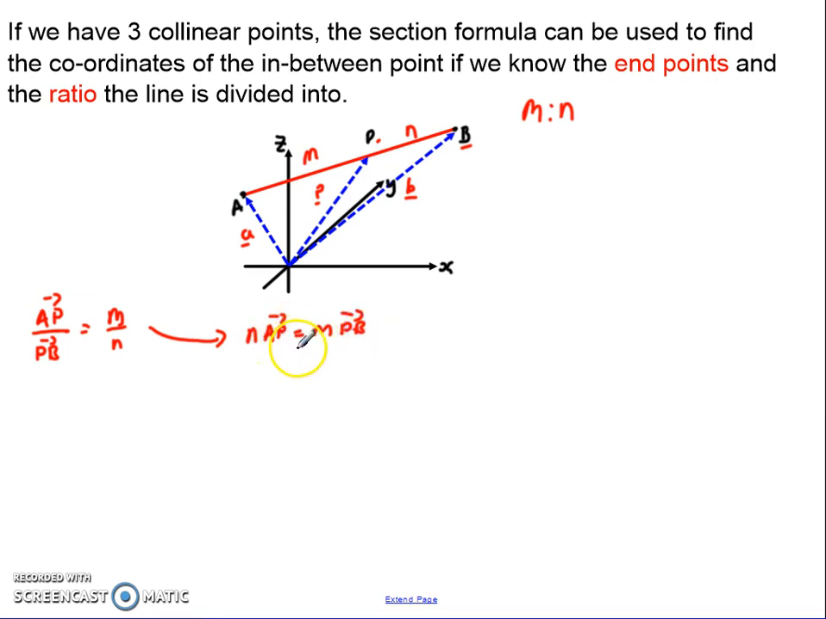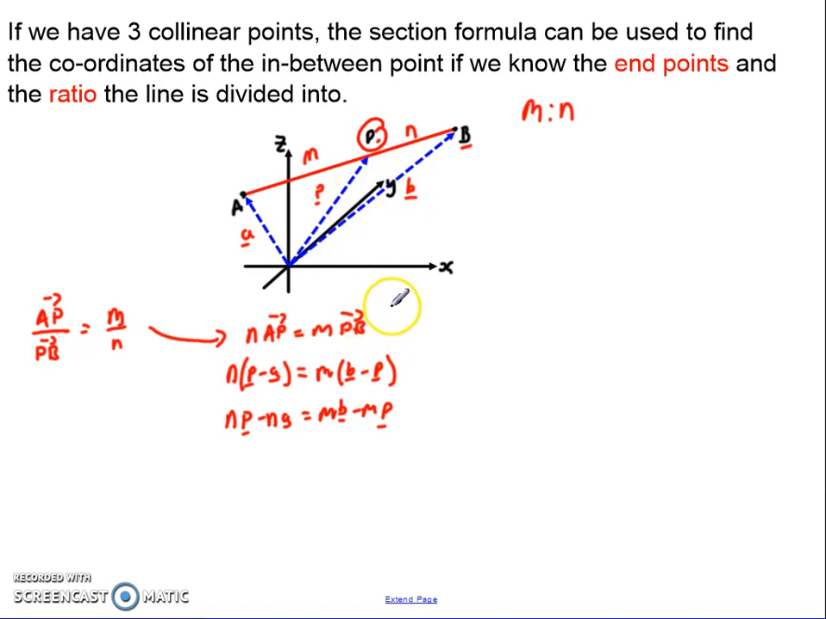Now A to P, remember, is P minus A, so your 2 vectors taking away each other, and P to B is the same sort of thing, the B minus P. Put that in, and you get N bracket P minus A equals M bracket B minus P. What we can then do is multiply out these 2 brackets, and we get NP take away NA equals MB minus MP. So we've kind of got various parts here of different bits of an equation, but think about it, we want to solve for P.